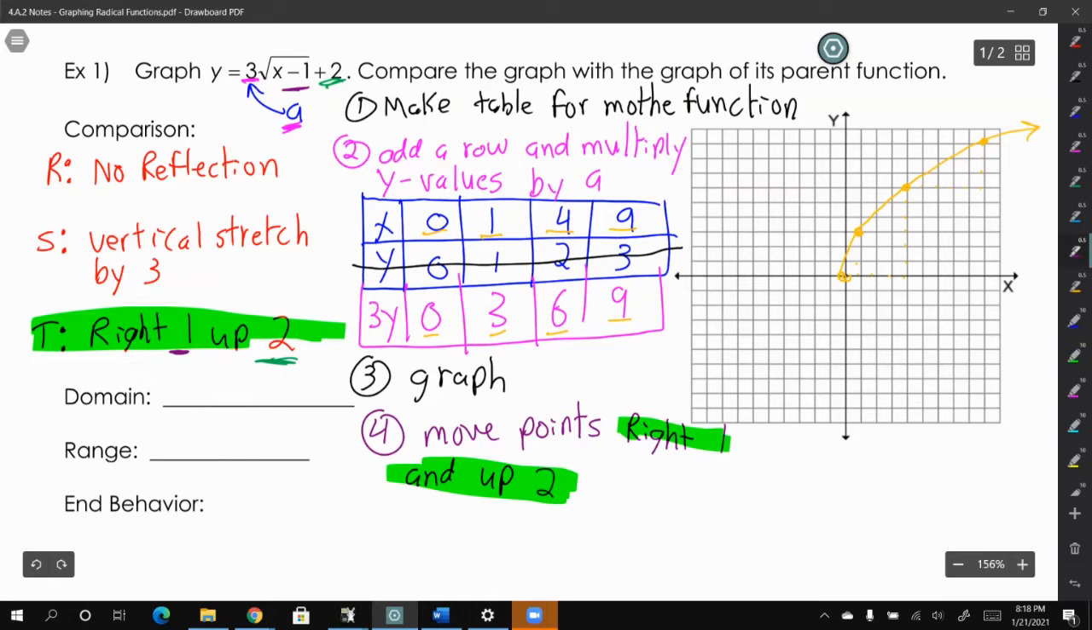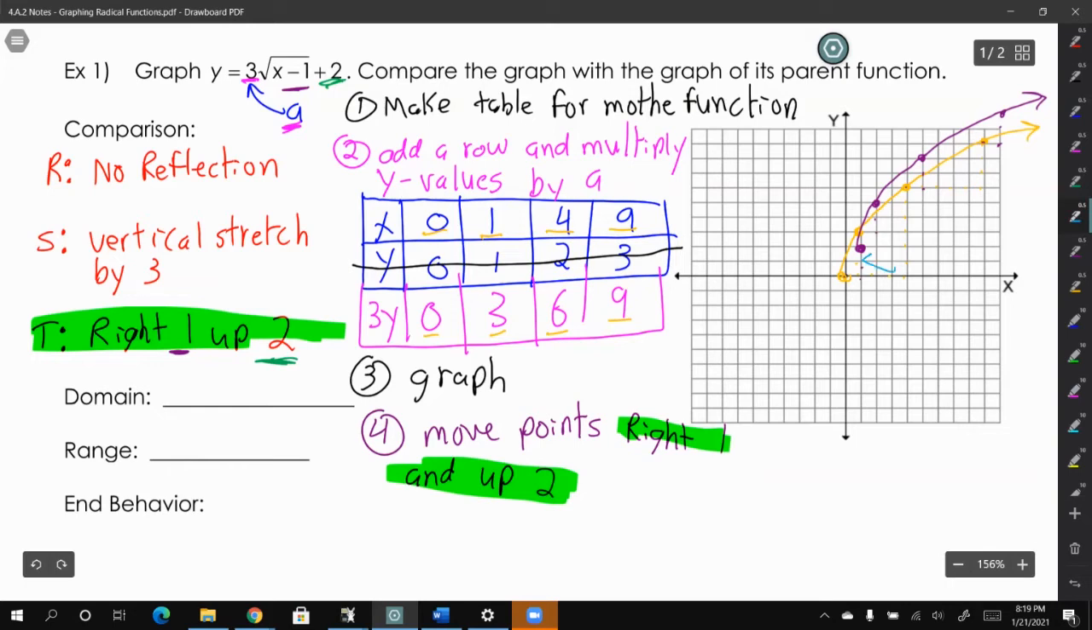So all of my points that I have in orange right here, I'm going to go right 1 and up 2. Right 1 and up 2. So my actual graph of this function is my purple line right here. So when I'm asked about domain and range, I'm going to ignore my orange line and focus on my purple line.